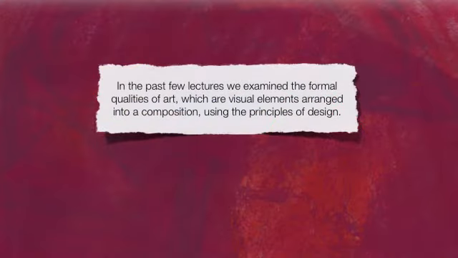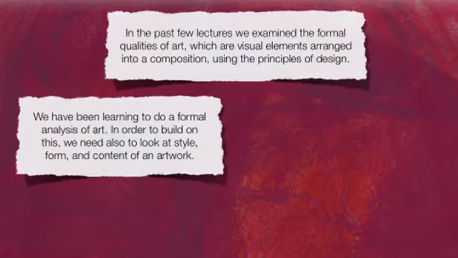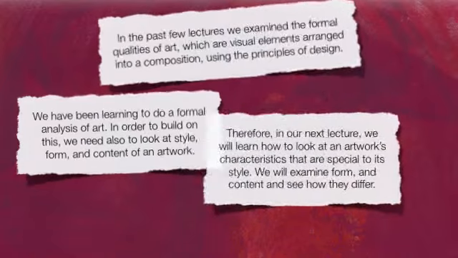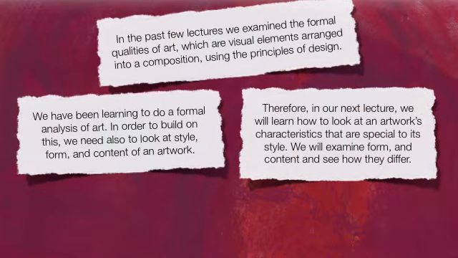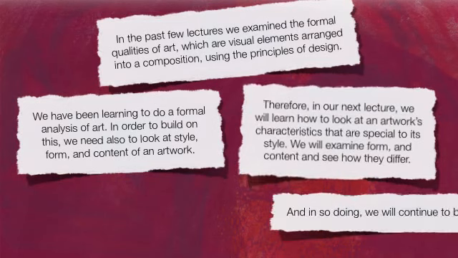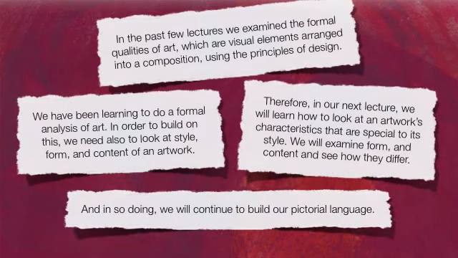In the past few lectures, we examined the formal qualities of art, which are visual elements arranged into a composition using the principles of design. We have been learning to do a formal analysis of art. In order to build on this, we need also to look at style, form, and content of an artwork. Therefore, in our next lecture, we will learn how to look at an artwork's characteristics that are special to its style. We will examine form, content, and see how they differ. And in so doing, we will continue to build a pictorial language.